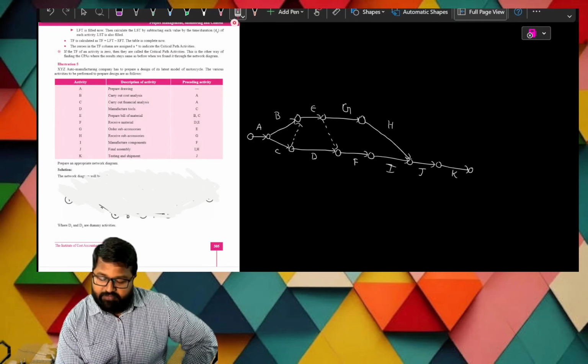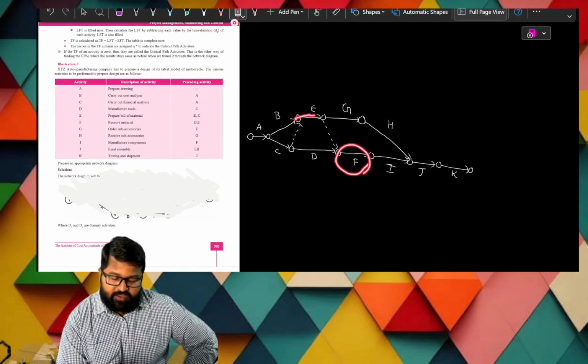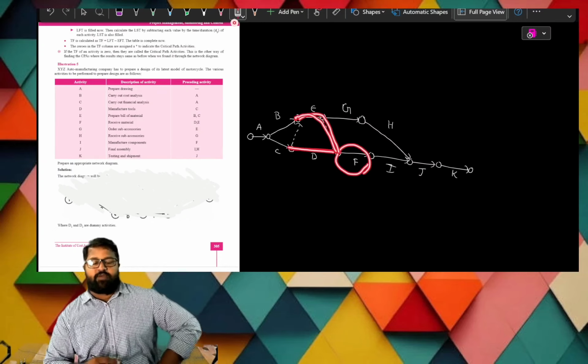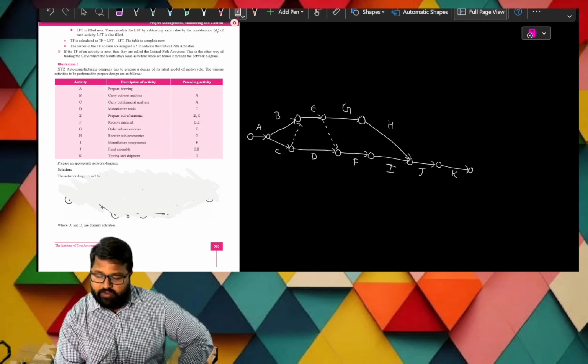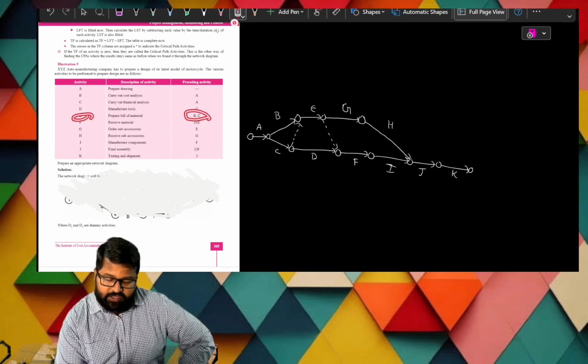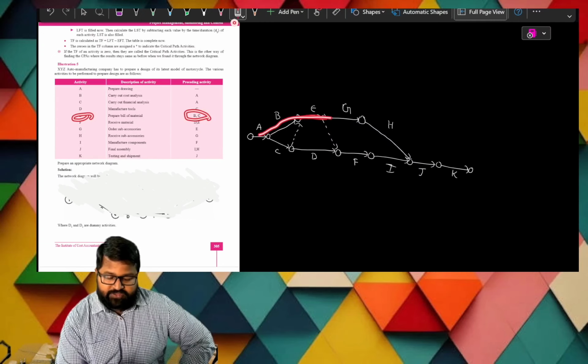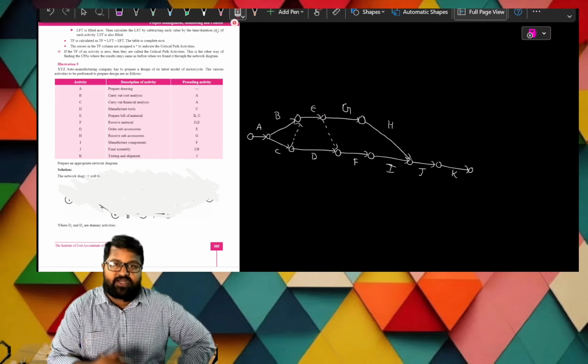F starts after the completion of D, E. So F is here. D is here and E is here because we use a dummy. Dummy does not represent any activity. Is it clear? Next, E starts after the completion of B, C. E is here, B is here and C is here. Now all the conditions are satisfied.